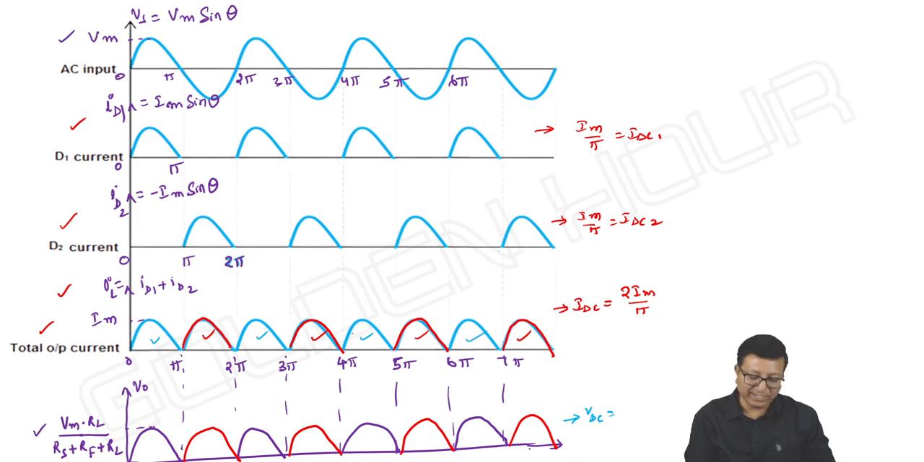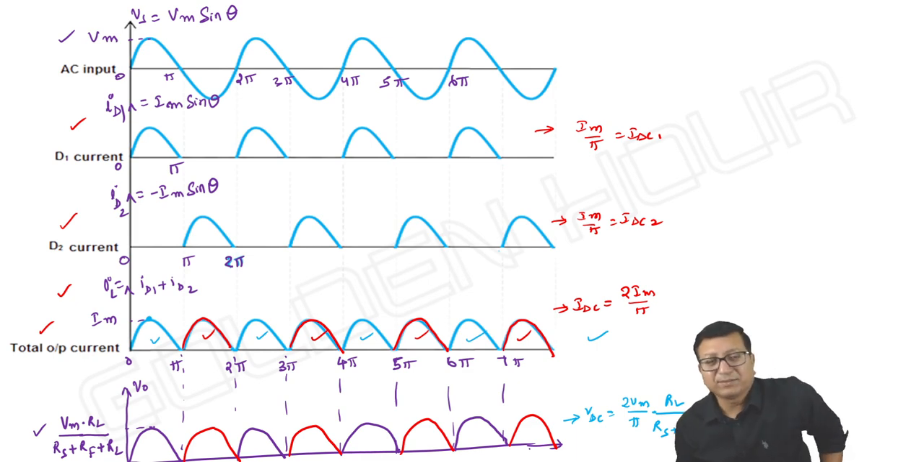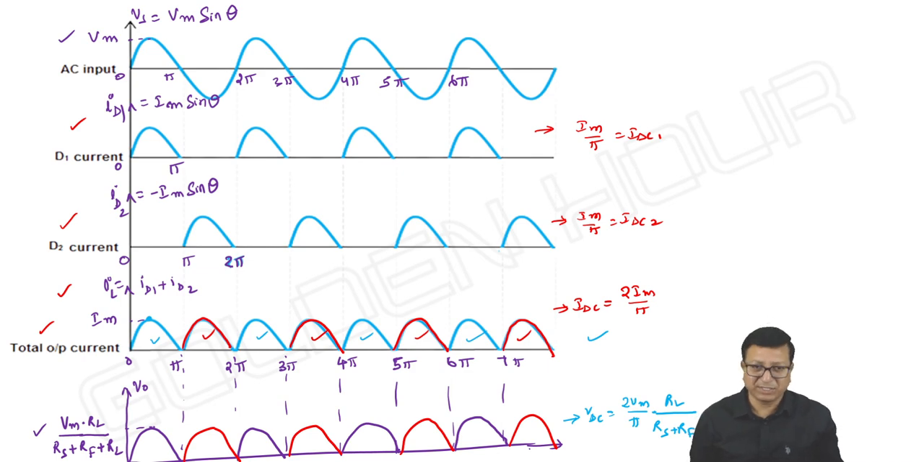If our class marks are varying in this fashion, then what is the average value? Highest percentage multiplied with 2 by pi. The same way here we can write VDC is equal to 2Vm by pi into RL by RS plus RF plus RL. Directly we can write the answer in this fashion, without any calculations. Anyway, we will do all these things. We can do the calculations and check it.